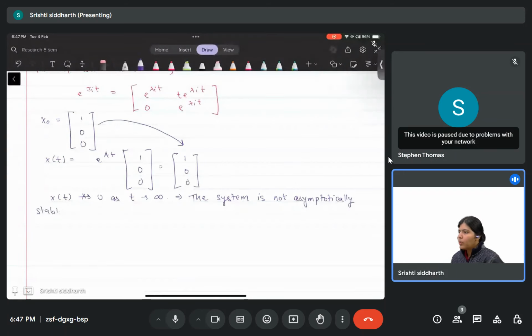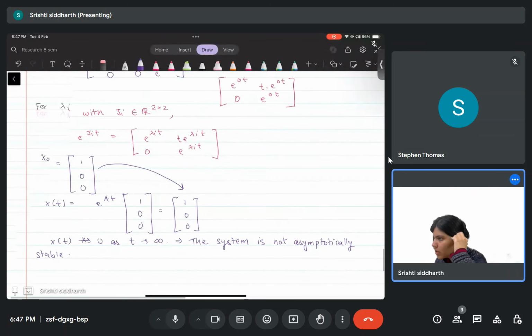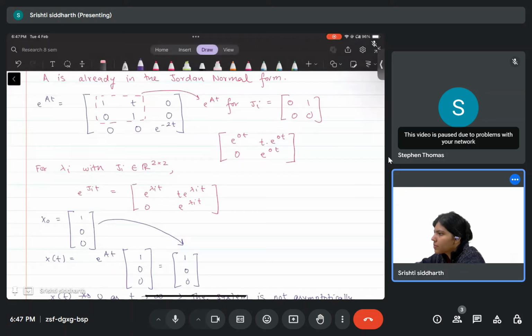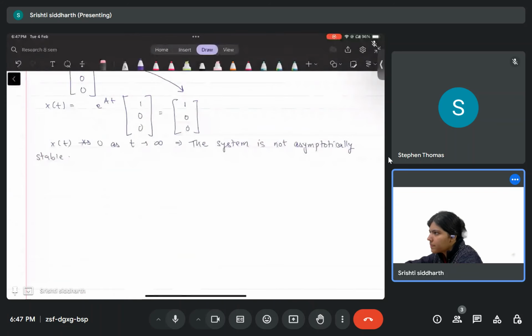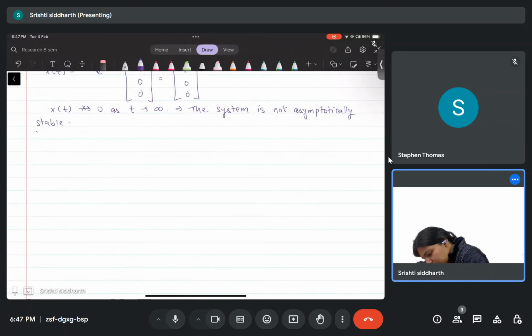Okay. Now we have to comment on whether the system is stable or not in the sense of Lyapunov. So let's see. I'll write down the definition. So actually you can refer to, I think, slide 18, which talks about stability in the sense of Lyapunov.